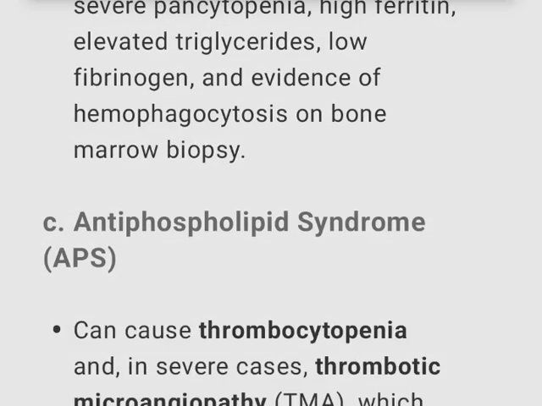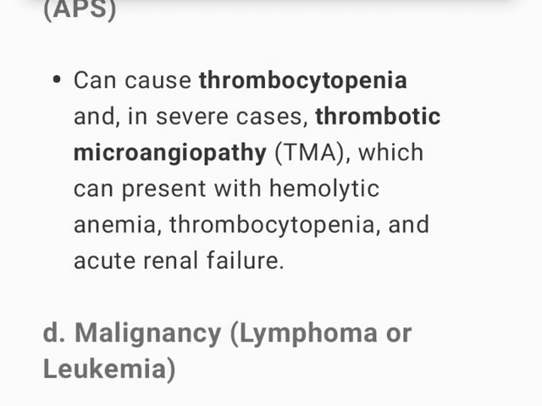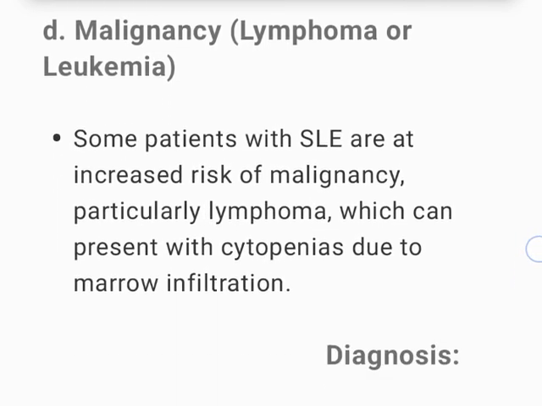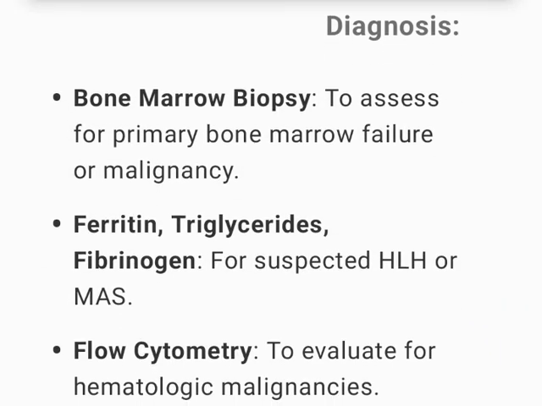marrow biopsy. C. Antiphospholipid syndrome, APS, can cause thrombocytopenia and, in severe cases, thrombotic microangiopathy, TMA, which can present with hemolytic anemia, thrombocytopenia, and acute renal failure. D. Malignancy, lymphoma or leukemia. Some patients with SLE are at increased risk of malignancy, particularly lymphoma, which can present with cytopenias due to marrow infiltration. Diagnosis: bone marrow biopsy to assess for primary bone marrow failure or malignancy.